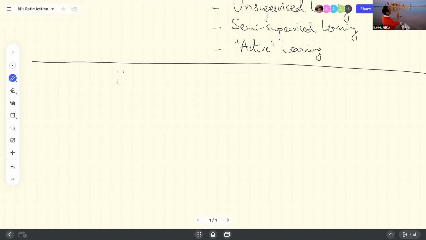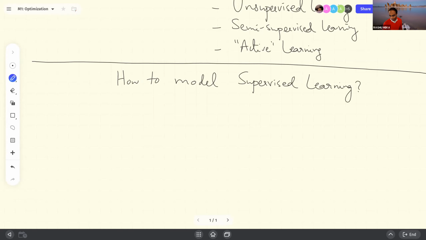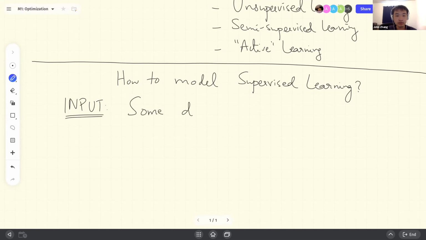So how to model supervised learning. Okay. First, if you think of learning as an algorithm, every algorithm has an input and an output. So what should the input be here? I guess the data and the training labels that you have. Exactly, right? So its input is some domain, really, right? Nothing else, some domain that we have.